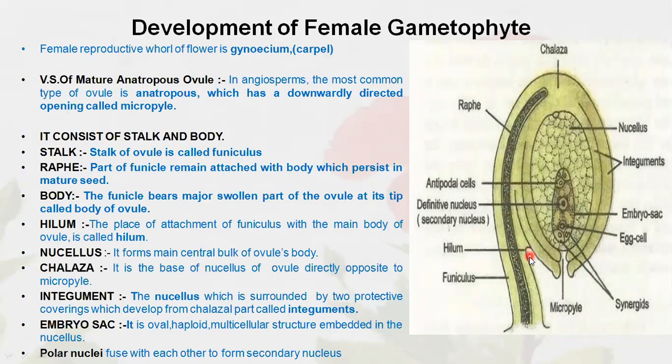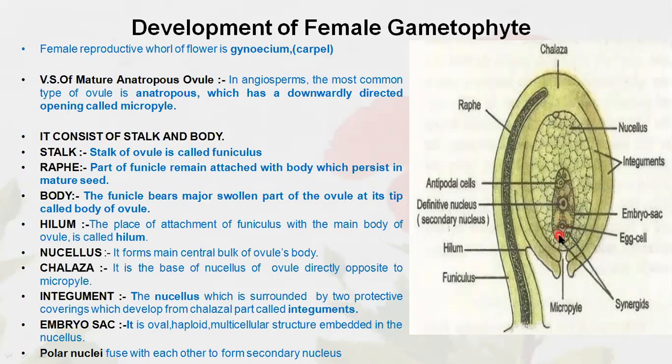Now, this attachment of the funiculus to the ovule is known as the hilum. This point is known as the hilum. This is the chalazal end, the basal part of the ovule, which is opposite to the micropylar end. And here there is a narrow opening to the ovule, which is known as the micropyle. From here, the pollen tube enters into the embryo sac.